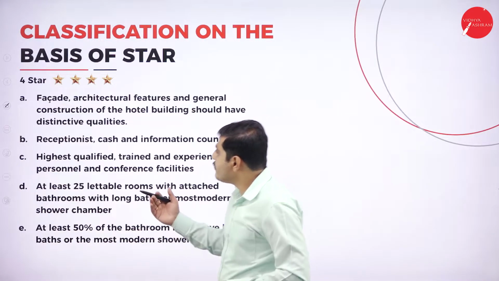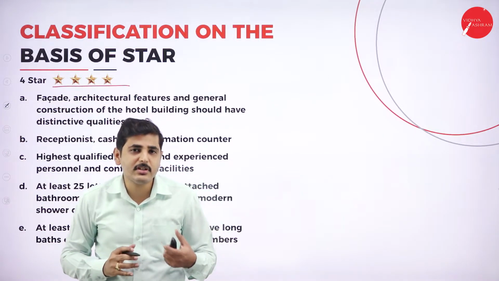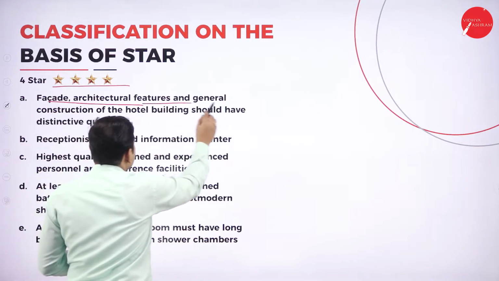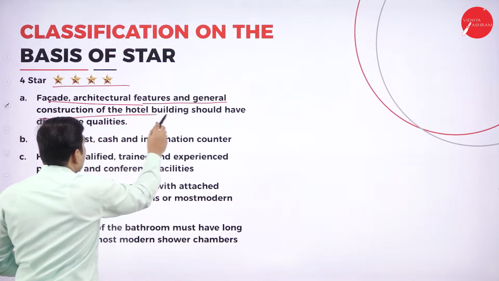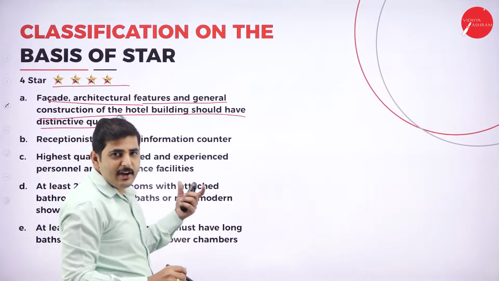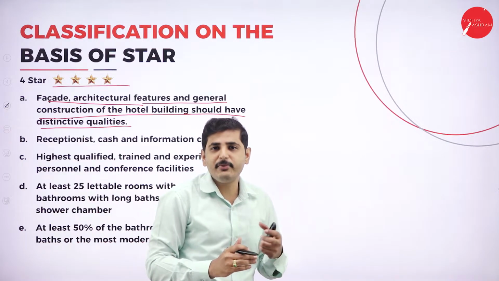Now coming to the 4-star hotel. What about the 4-star hotel? See, in the 4-star hotel, the facade, architectural features and general construction of the hotel building should have distinctive qualities. What do you mean by facade? Facade means the front of the business, the front shape of the business, should be decorated.